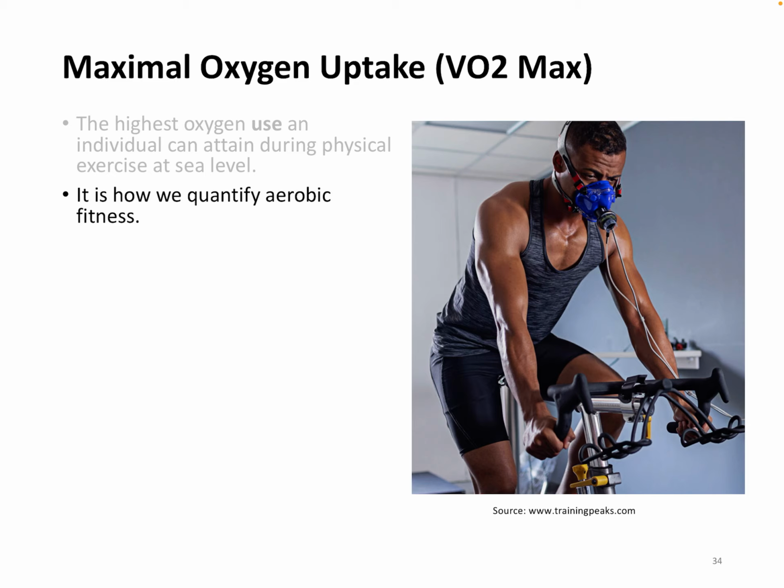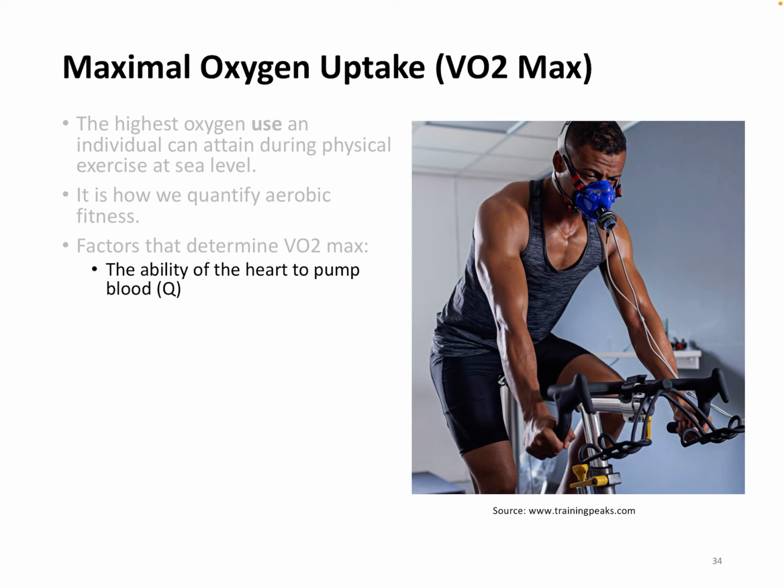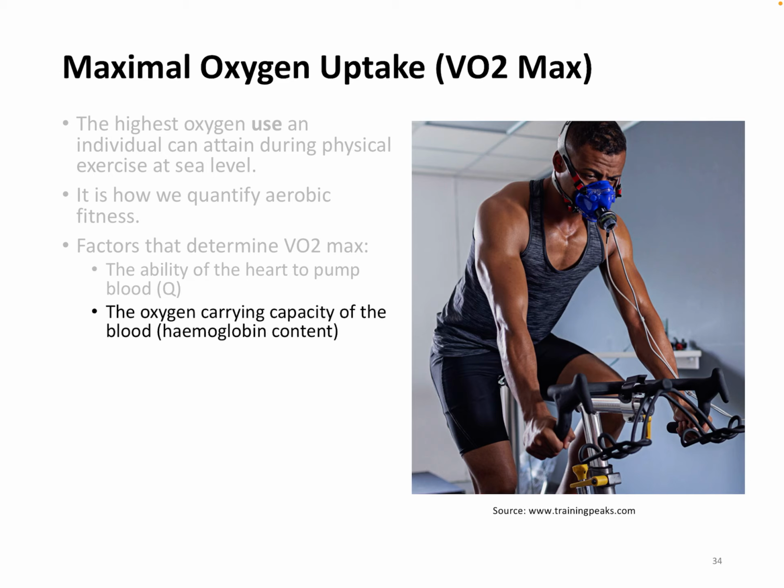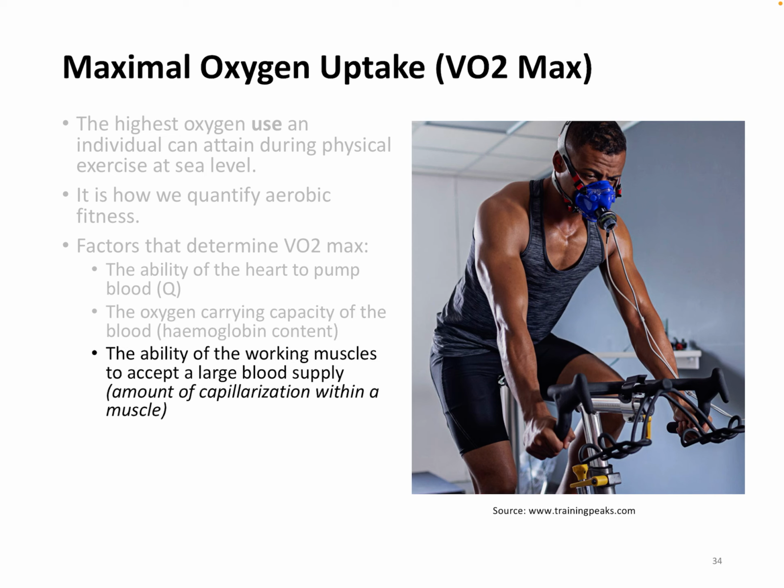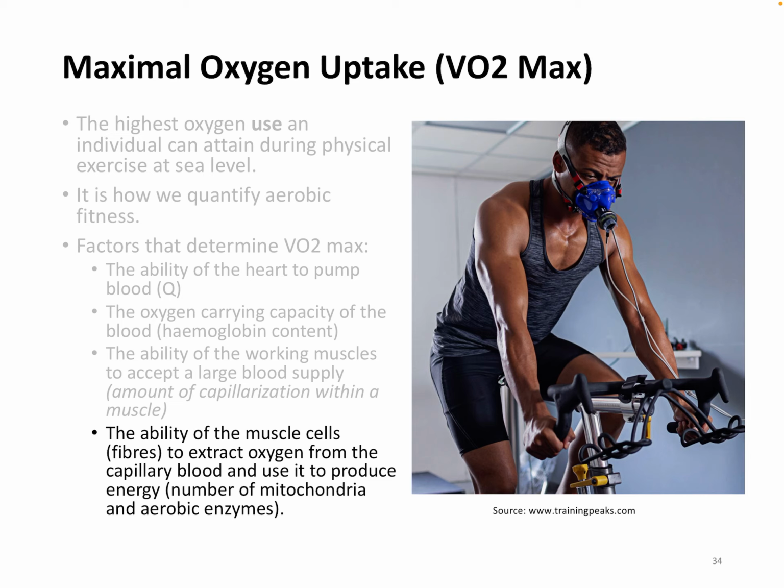Factors that can determine our VO2 max are the ability of the heart to pump blood, and remember that's our cardiac output; the oxygen carrying capacity of the blood, and that's determined by its hemoglobin content; the ability of the working muscles to accept a large blood supply, and that's going to be determined by the capillarization within a muscle; and then the ability of the muscle cells or fibers to extract that oxygen from the blood and use it to produce energy. And that's going to be dictated by the number of mitochondria as well as aerobic enzymes present.